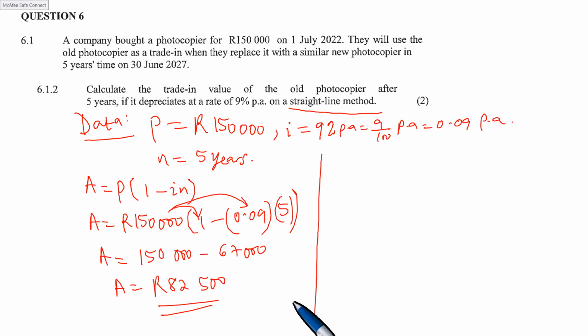Calculate the trading value of the old photocopier. So the trading value of the old photocopier will actually be this one. It is exactly 82,500. So we have answered this finance question.